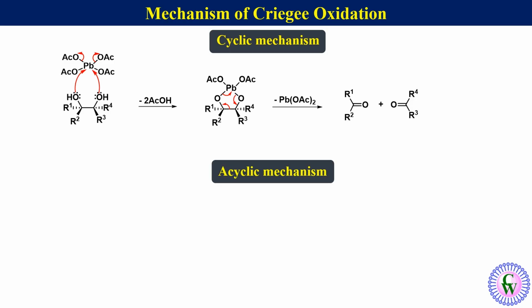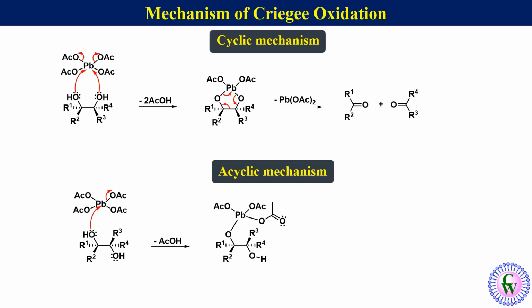Acyclic mechanism. This mechanism is operative when the diol is not able to attain syn orientation. This is not a common mechanism and is very slow. In this mechanism, one of the two hydroxyl groups attacks on the lead of lead tetraacetate that removes one acetic acid molecule to produce this acyclic intermediate, which decomposes like this into acetic acid, lead diacetate and two molecules of carbonyl compounds.